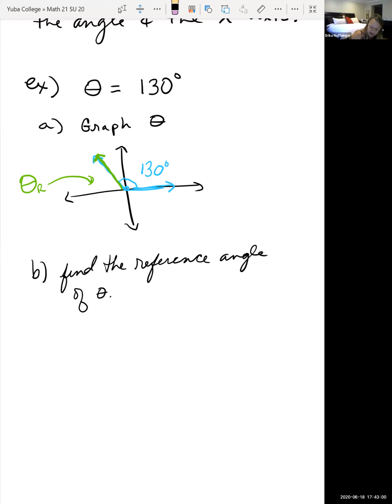Right. So we know that a full line right there was 180, but if we subtract off the 130 degrees that we already swept out, then we would be left with this piece. So theta sub r is going to equal 180 minus 130. So that's going to give us 50. Okay, so our reference angle is going to be 50 degrees.